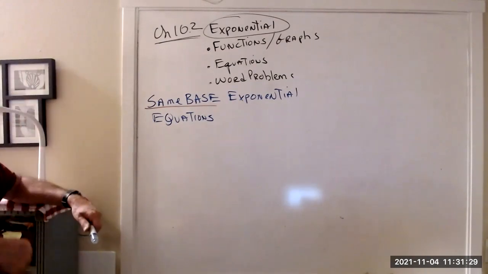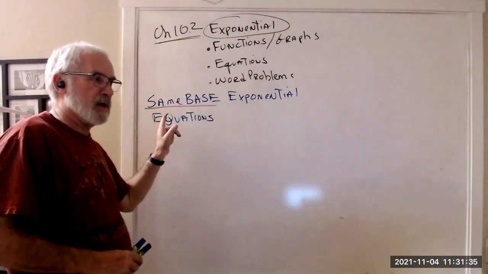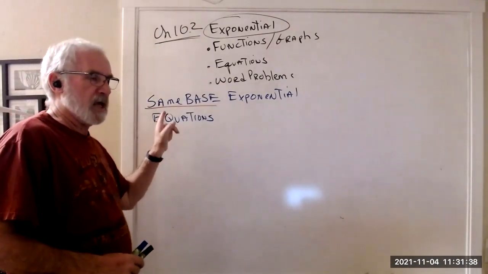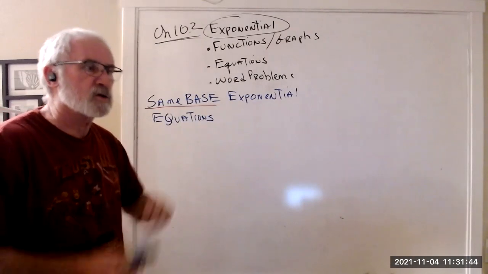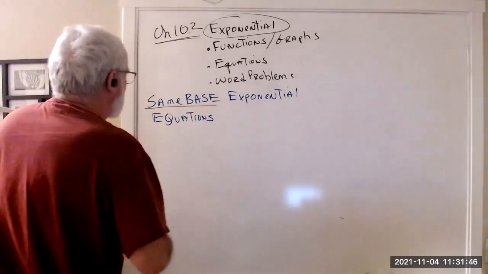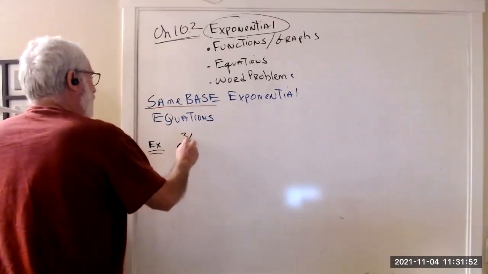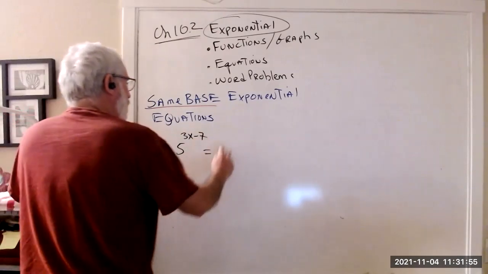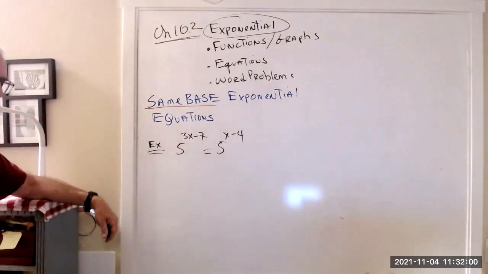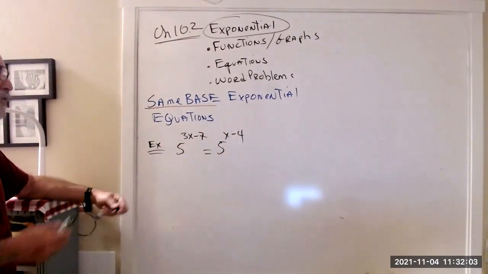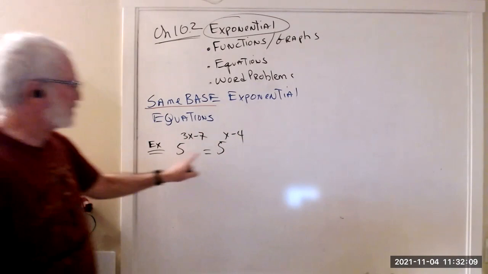Next week, we will discuss exponential equations that are not the same base. Okay, and there's a whole different way those are solved. But if they're same base exponential equations, I'll show you. Easiest example: suppose you had 5 to the 3x minus 7 equals 5 to the x minus 4. These are called same base exponential equations. The base is 5.